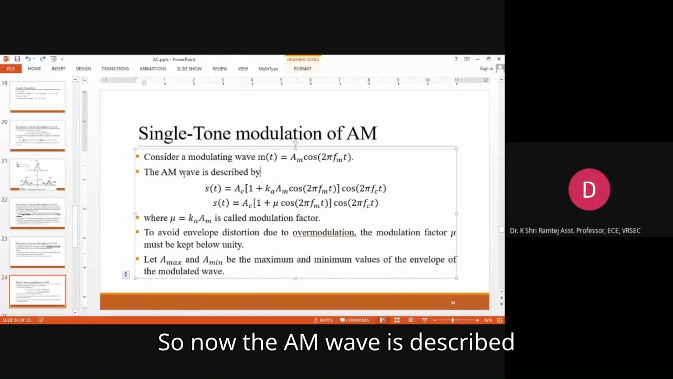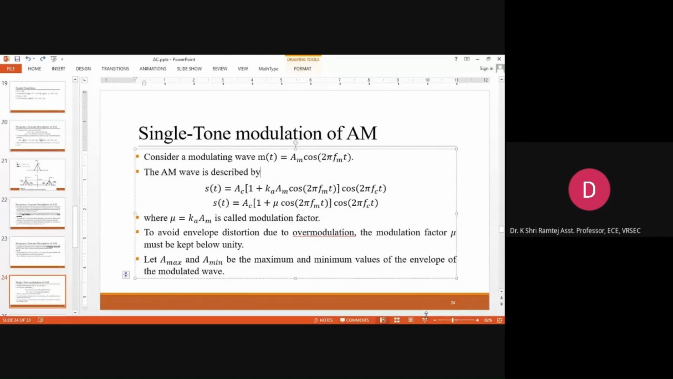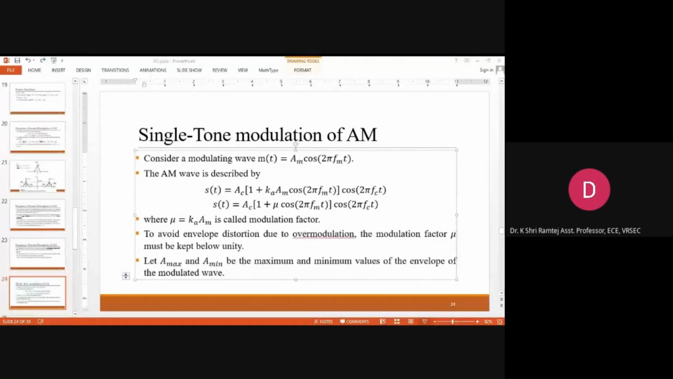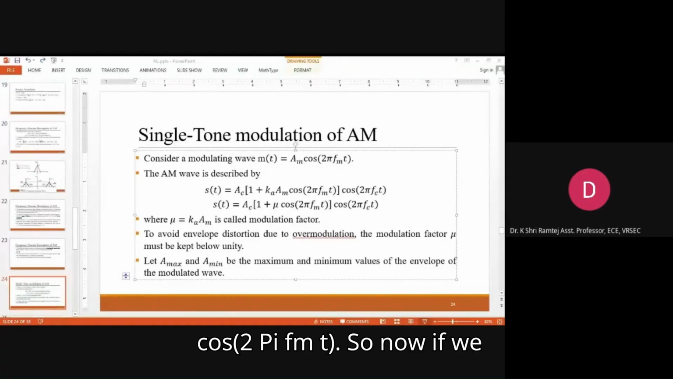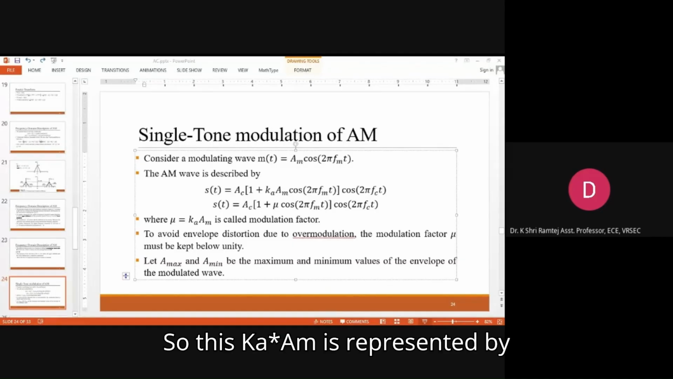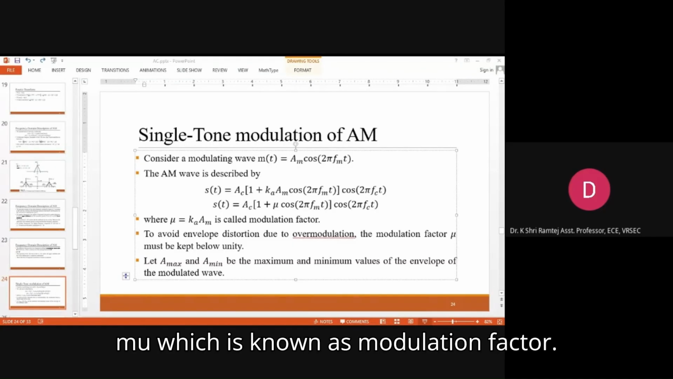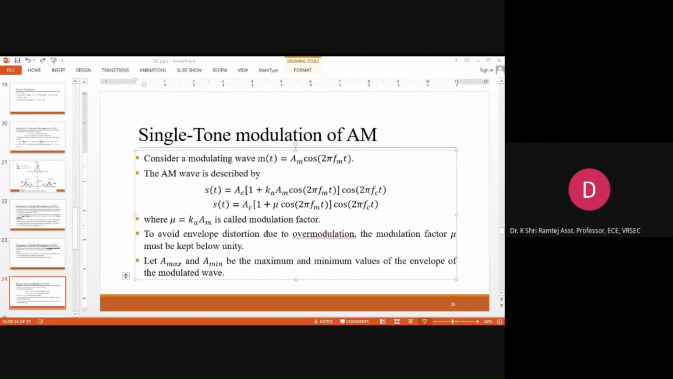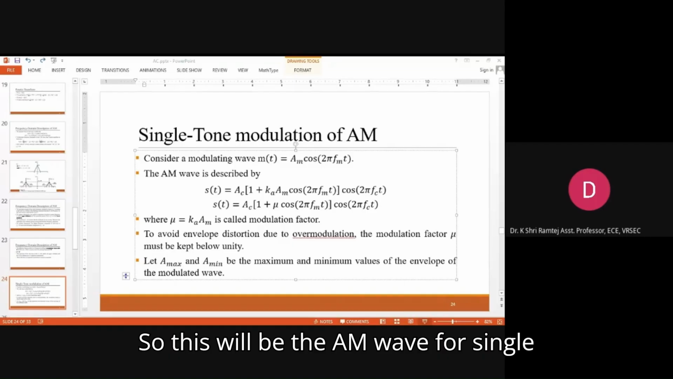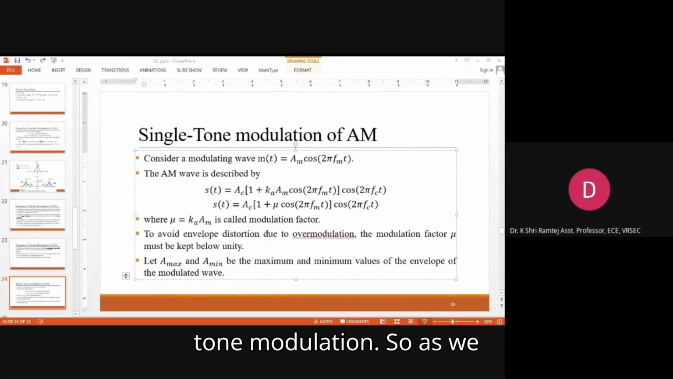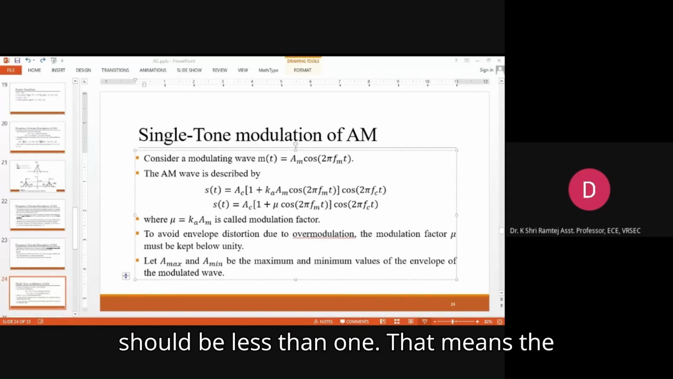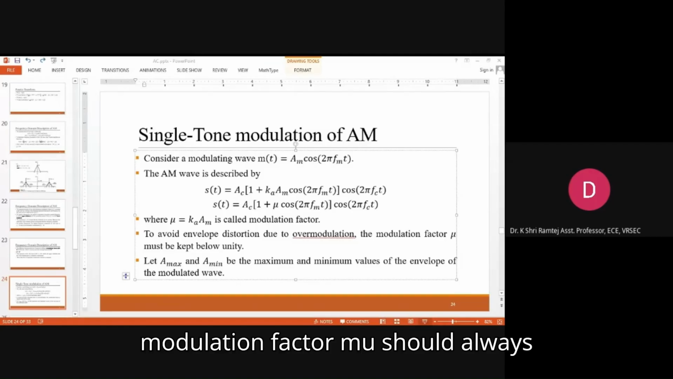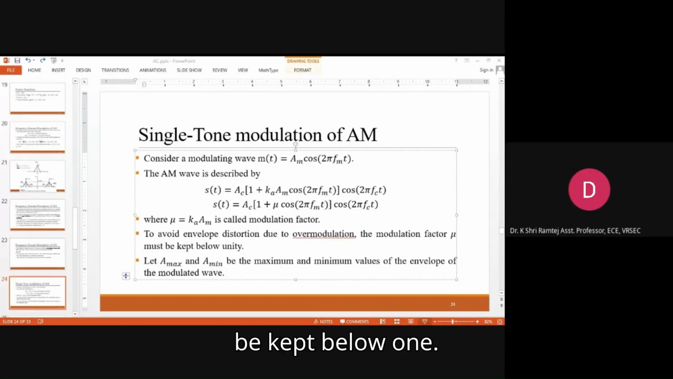Now the AM wave is described by this equation, Ac into 1 plus Ka m of t. So m of t is replaced by this quantity Am cos 2 pi fm t. If we represent this as shown here, Ac into 1 plus mu cos 2 pi fm t, so this Ka into Am is represented by mu, which is known as the modulation factor. This will be the AM wave for single tone modulation. As we have discussed earlier, to avoid envelope distortion, this Ka Am value should be less than 1. That means the modulation factor mu should always be kept below 1.